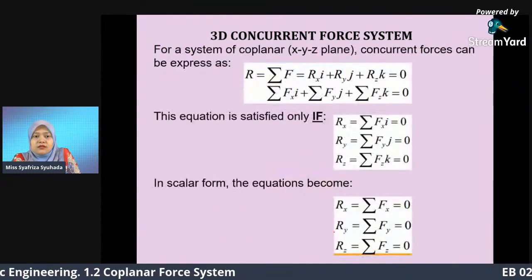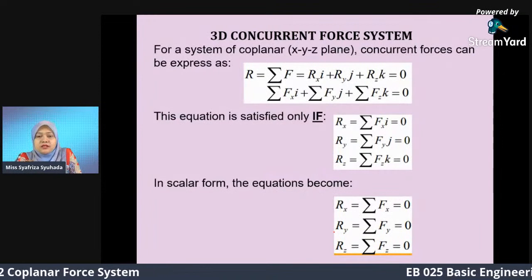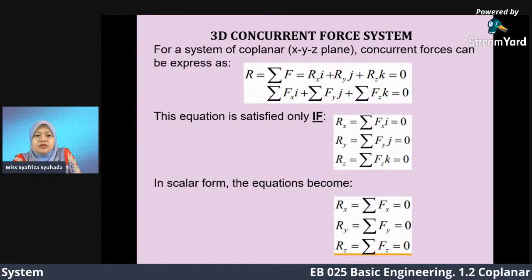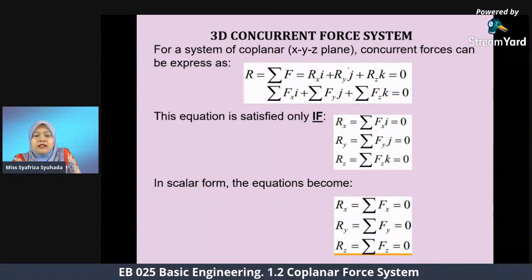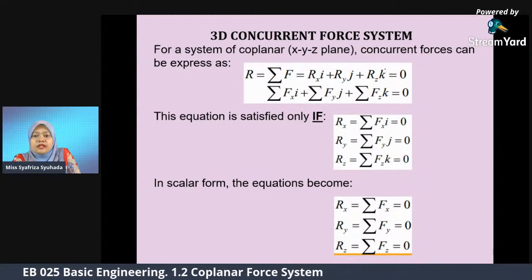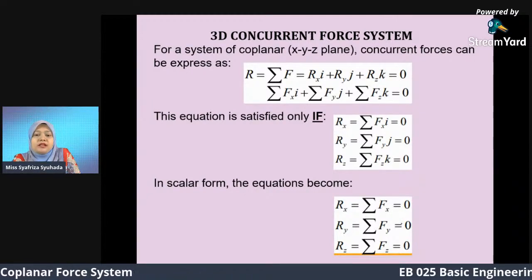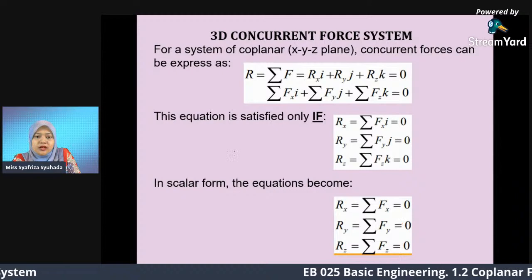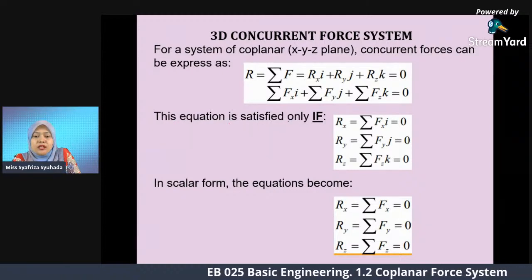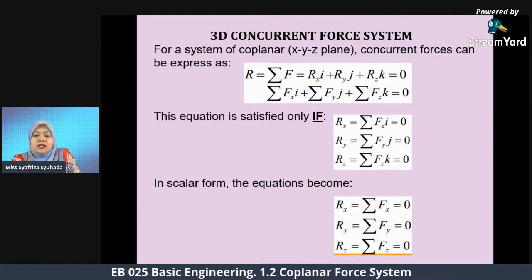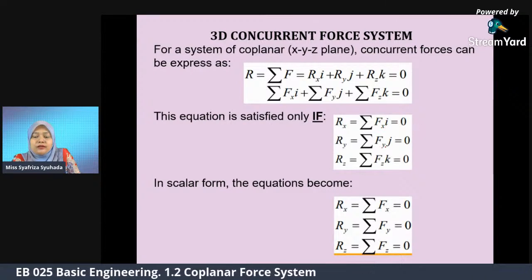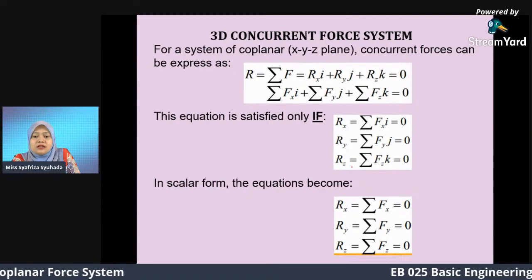Next, for the 3D concurrent force system, same as 2D, but in 2D we just have I component and J component. But in 3D we will add the K component. The result also will become 0. This equation is satisfied only if Rx, the sum of Fi, equals 0, Ry, the sum of Fj, equals 0, and Rz, the sum of Fk, is equal to 0.